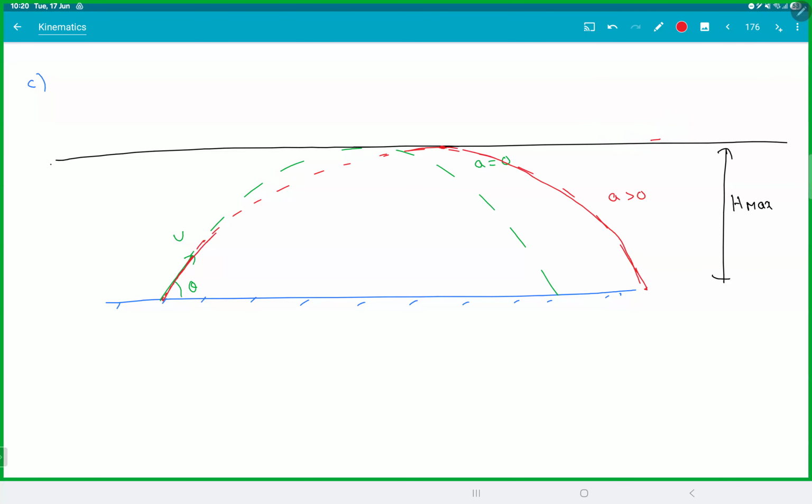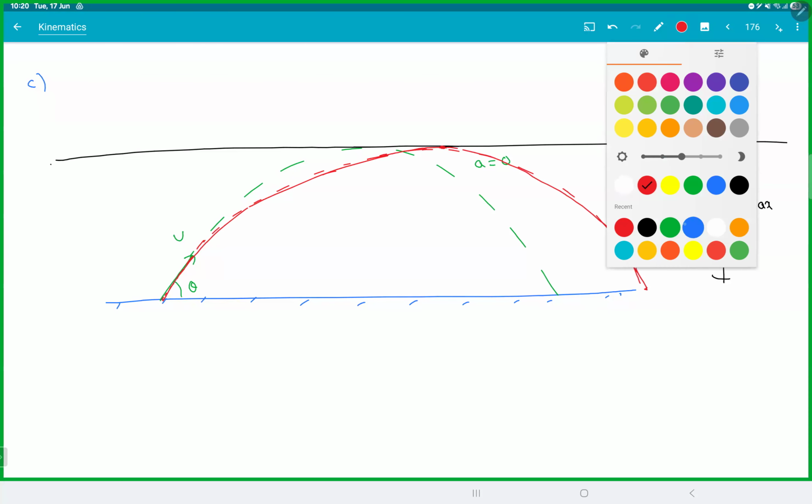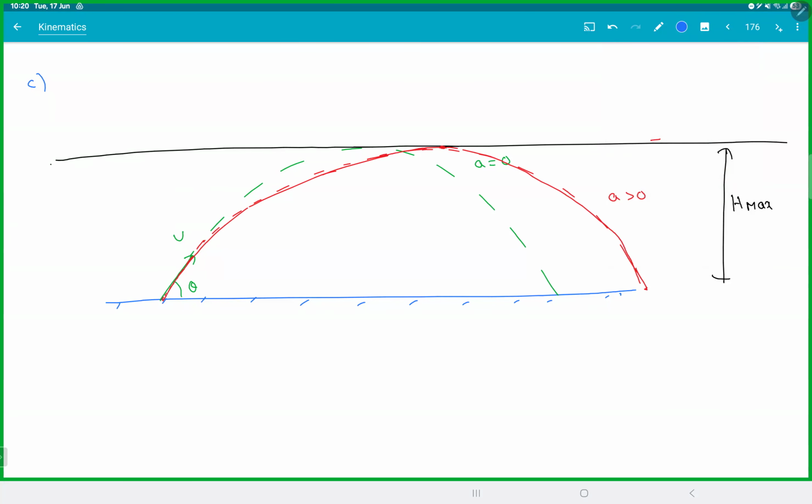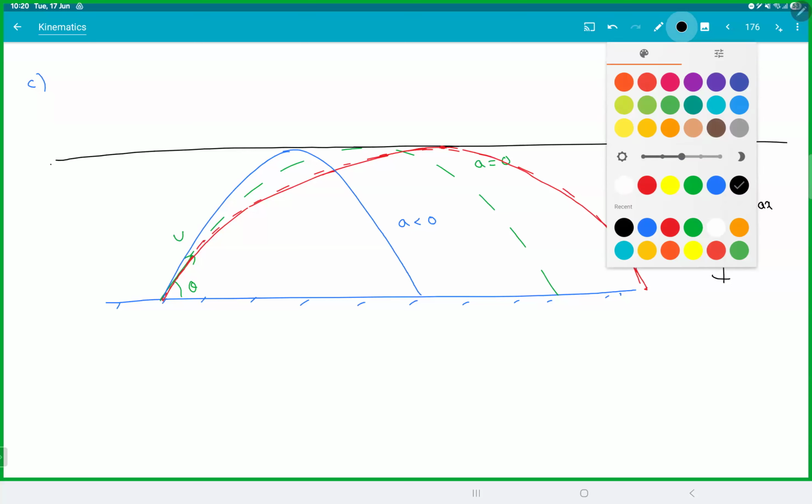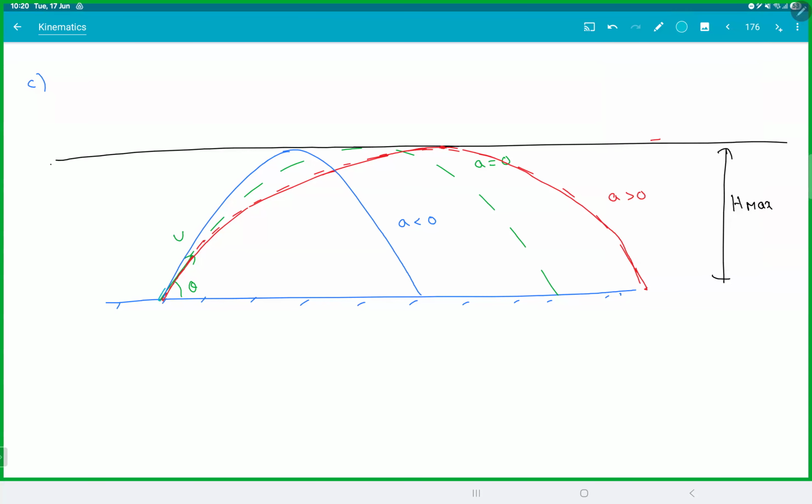So all the trajectories, no matter how you throw, should touch the black line. Suppose the wind is blowing a little backward, it will touch the line here and will fall here. So this is the wind when A is negative. Wind is blowing backward. If the wind is blowing really hard with a super acceleration, then the path will look like this. It will still touch the black line and will go back like this. So here acceleration is much, much greater than negative, that is, highly negative.